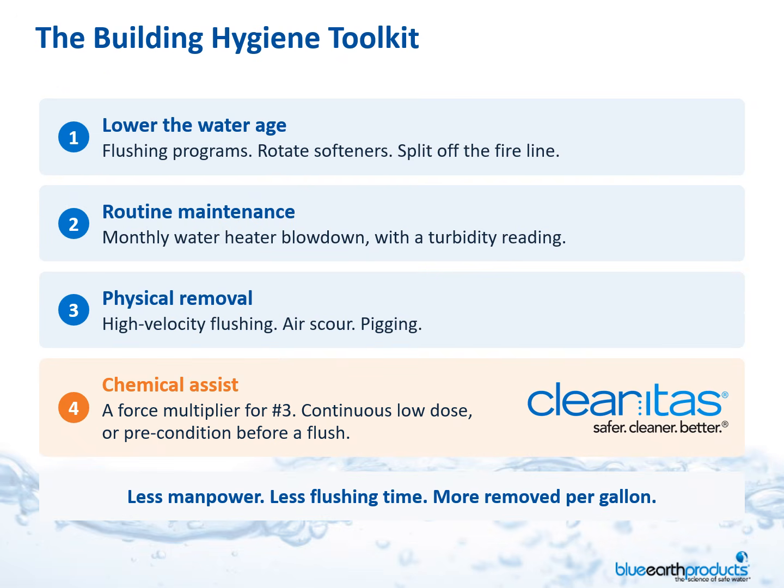So a building hygiene kit for helping to maintain a healthy building and also to repair a building that's struggling. You have the opportunity to lower water age through flushing or rotating the softeners, or often buildings will have the fire line that supplies the fire system along the same service line as the drinking water, so that service line is much larger than it needs to be for drinking water, which can cause a problem. So if you can get those split off, that's a big win for you.